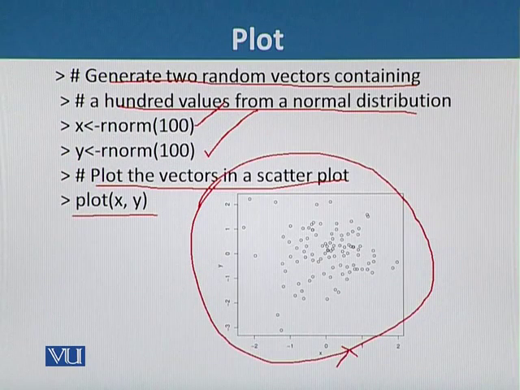This is the x and the y-axis, and we can see there are spots within the plot, and these spots represent the values that we have given to generate this plot.